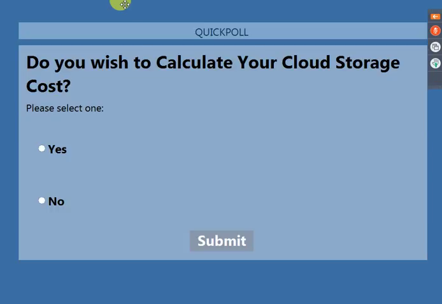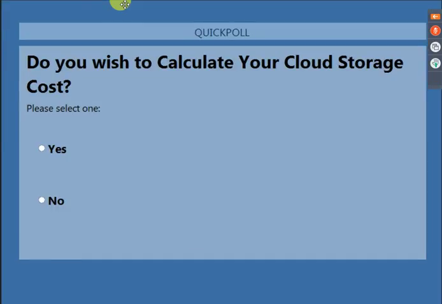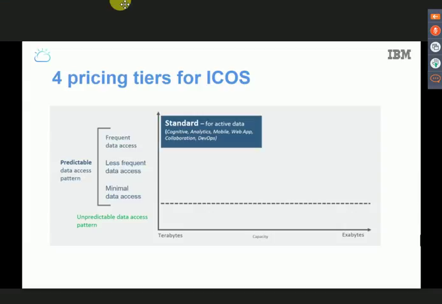We have 4 pricing tiers for ICOS. The first one is standard, which is the most expensive when it comes to storage, but data access is free. Remember, when you buy cloud object storage from anybody, you have to pay money to store your data, and then you have to pay money to access your data. And all the pricing tiers are basically permutations and combinations between these two. So standard is expensive to store, but literally free to access. You don't have to pay any money to access your data. That's standard. It depends on your workload. If you have a very active workload, which you expect to access very frequently, you go for standard pricing.